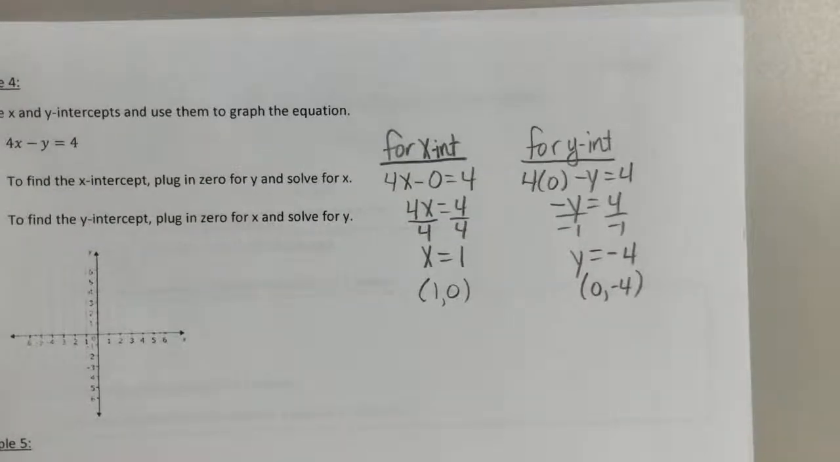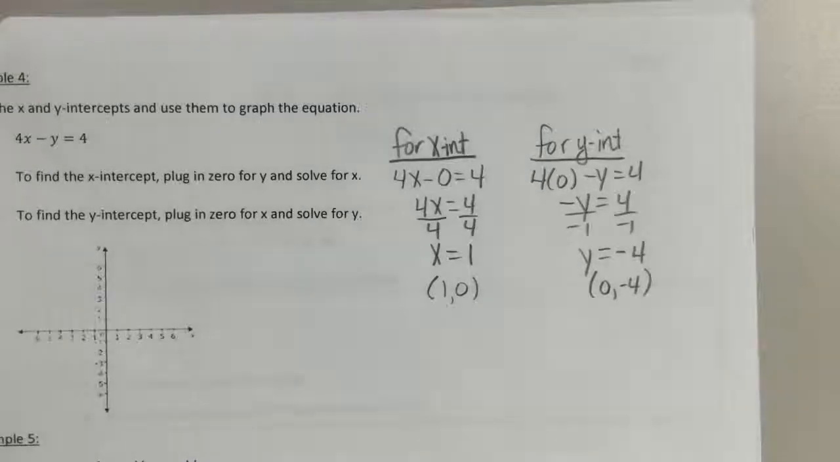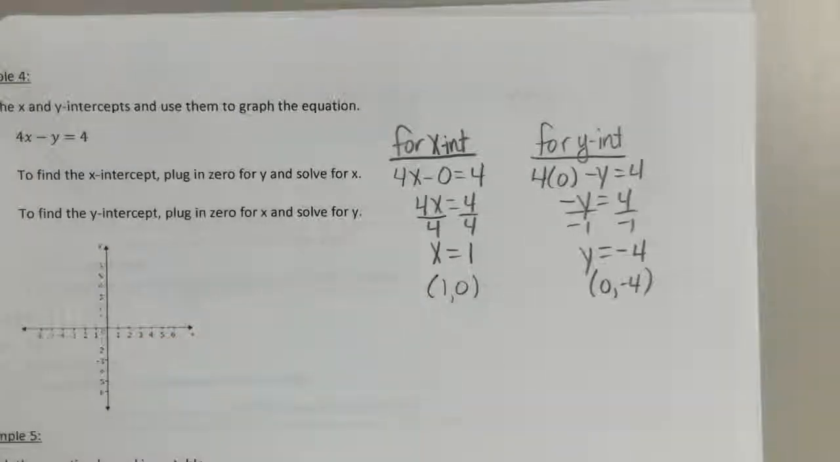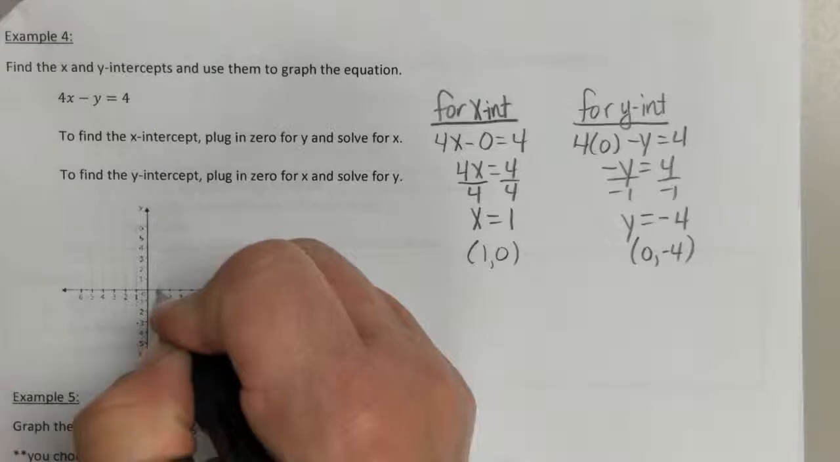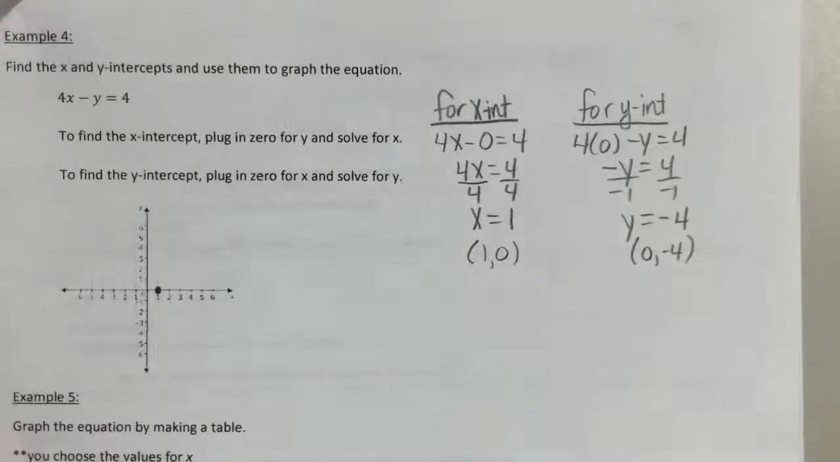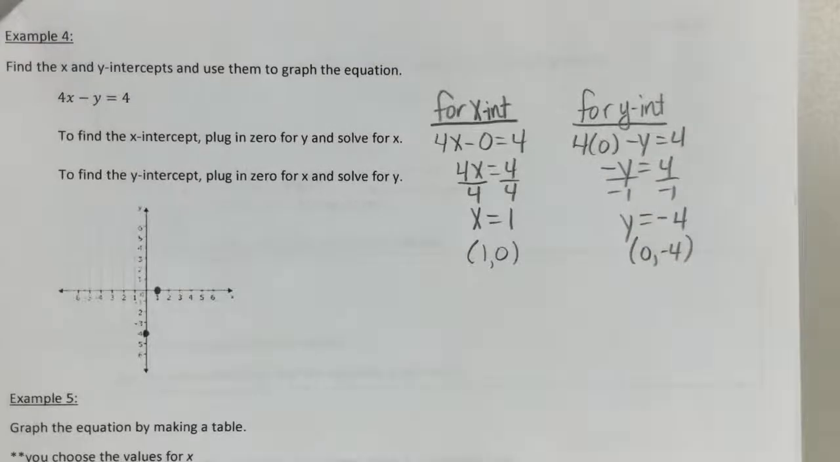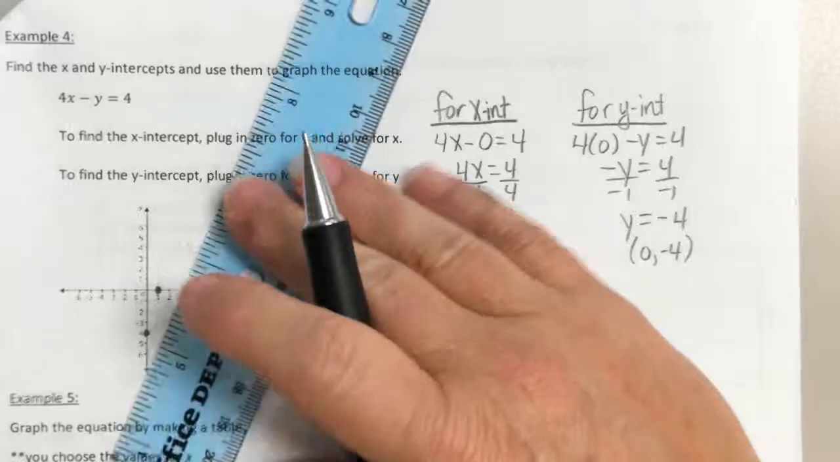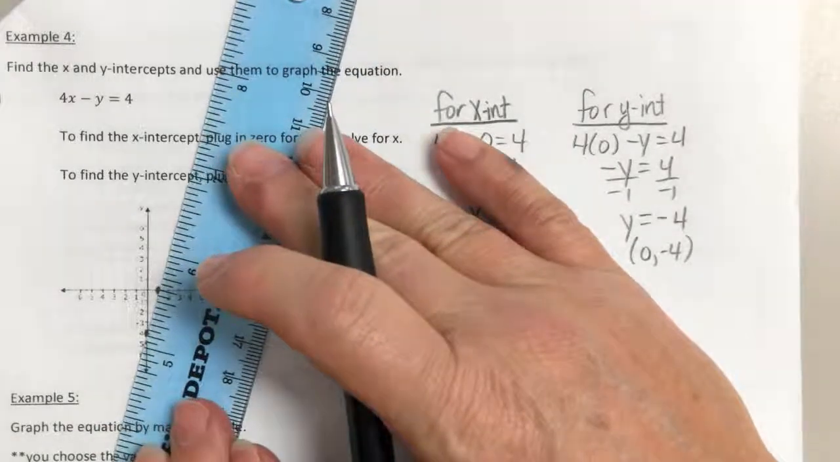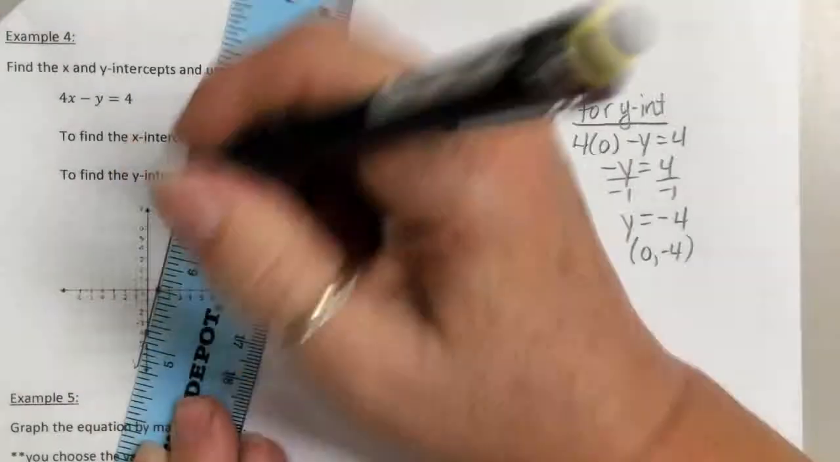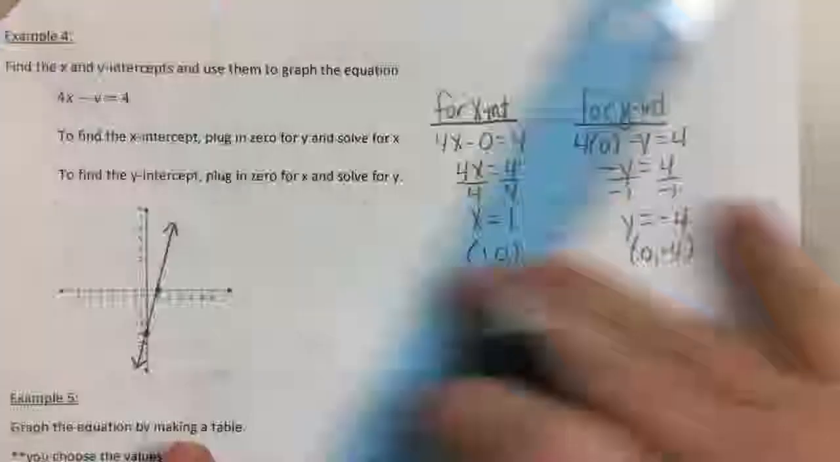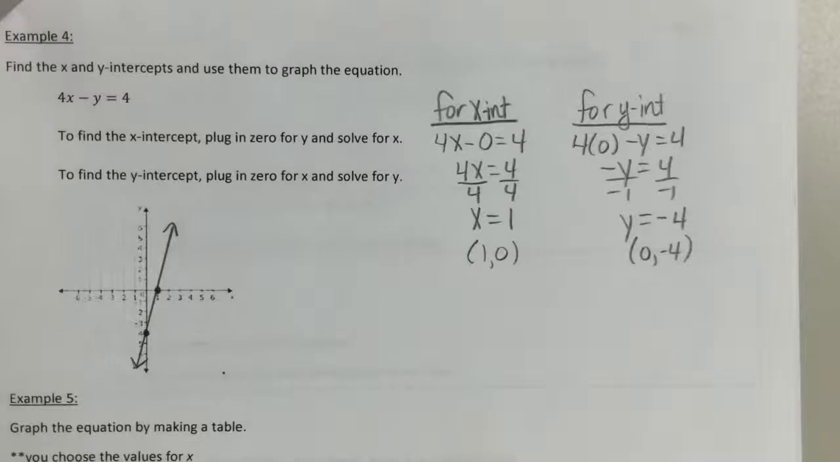Now watch how easy this is to graph. I'm going to come over here and I'm going to plot a point at 1, 0. That's my x-intercept. And at 0, negative 4, that's my y-intercept. And all I have to do is draw my straight line right through those 2 points, and I've graphed that equation. This is probably the quickest way that we've learned so far to graph a linear equation.